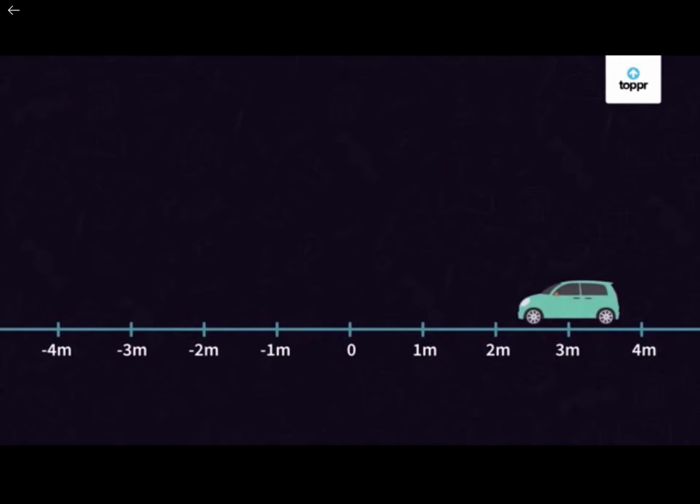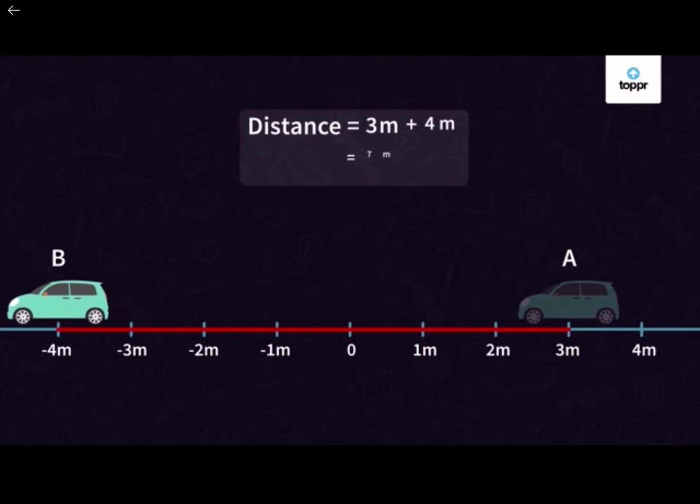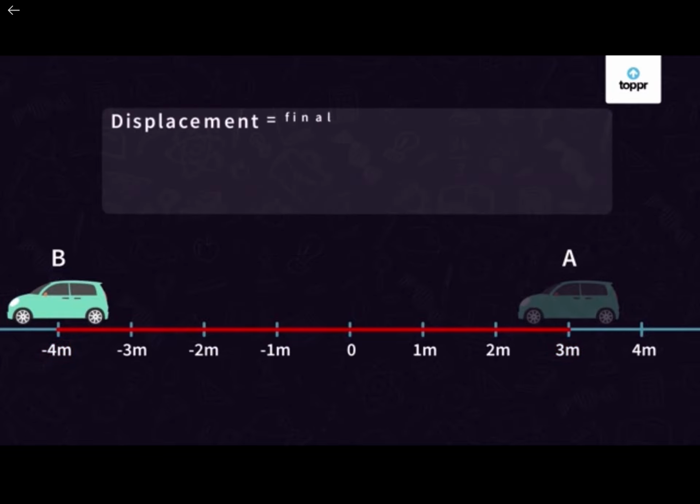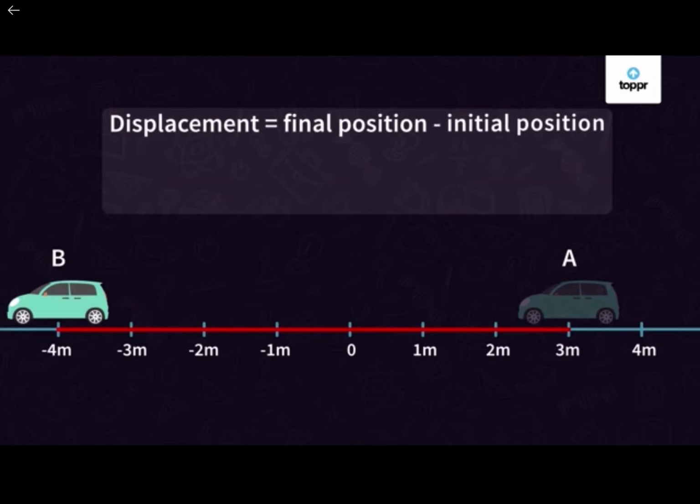Suppose a car which is initially at position 3 meters goes to minus 4 meters. So the distance traveled by the car is 3 meters plus 4 meters, which is equal to 7 meters. But what about the displacement? We know that displacement only depends on the initial and final position. So we calculate displacement by subtracting initial position from final position. In this case, displacement is equal to the final position minus initial position, that is minus 4 minus 3, which is equal to minus 7.